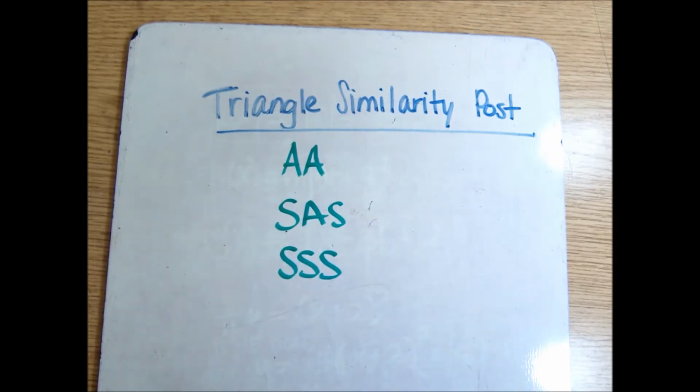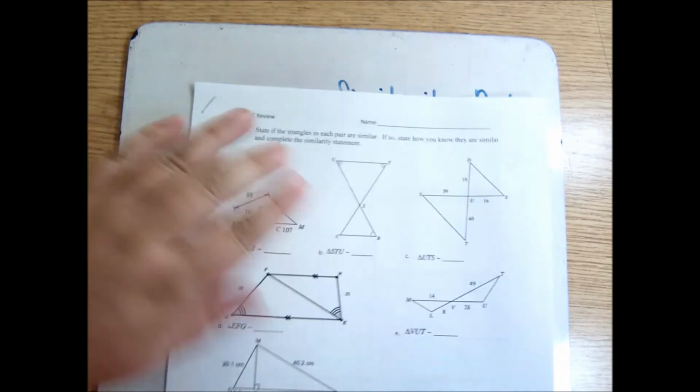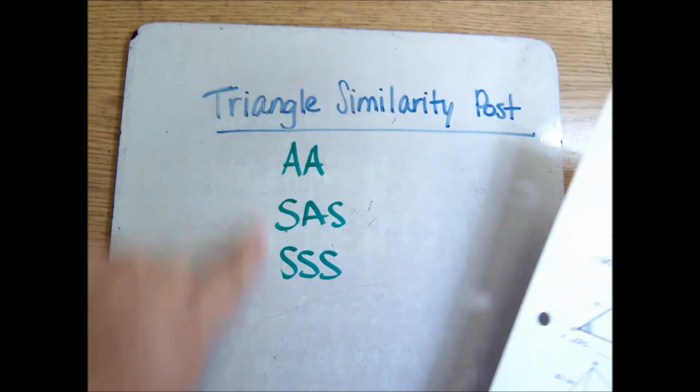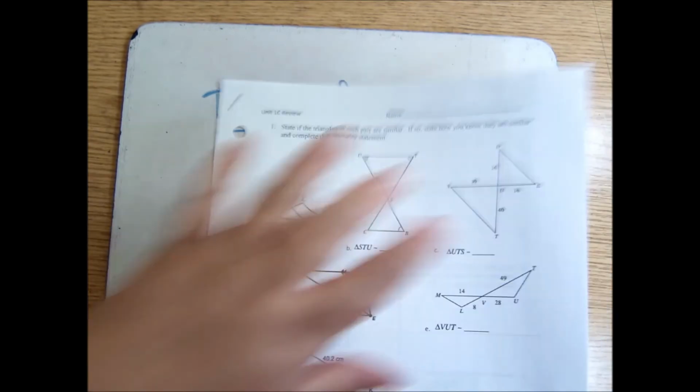Side-side-side is probably the one we've used the most. But for all of these in part 1, on number 1 really, you're going to have to decide whether you could use one of these to show that they're similar. If you can't use one of these to show that they're similar, then the answer is they're not similar.